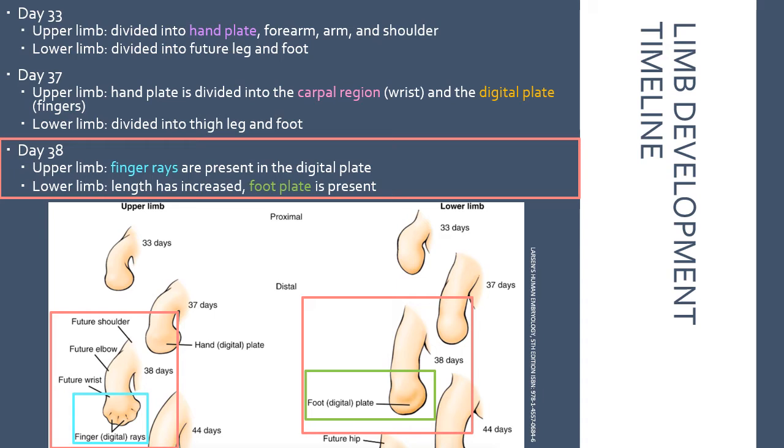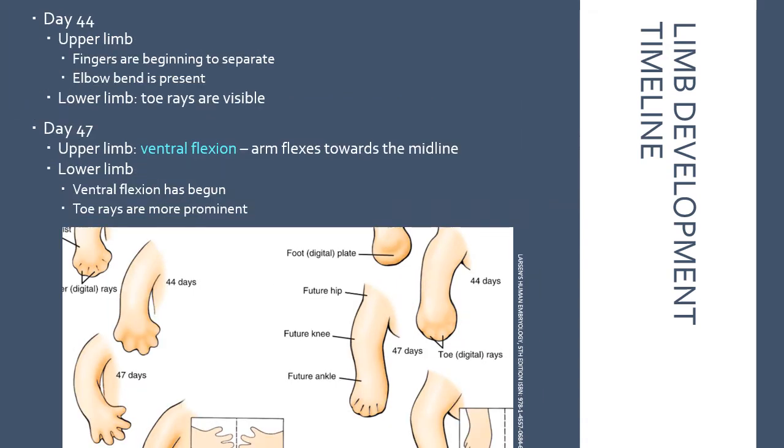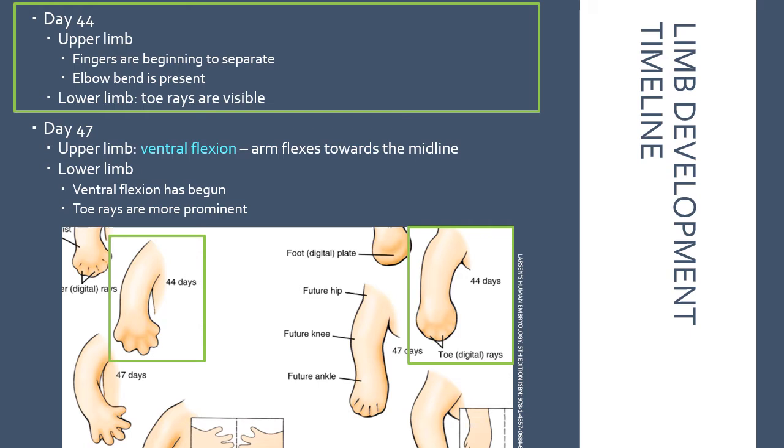At any rate, if we look at the feet, or the lower limbs, we've seen some increase in length, and now we have a foot plate, where ultimately we will have a foot, but no toe rays as of yet. So by day 44, we've started to see some of that cell death between the finger rays, and the fingers are starting to separate, although clearly they are not entirely separate. And we've got now a bend at the elbow, so we've got a future elbow in process there. In the lower limb, now we can see toe rays, but no separation between toes as of yet.